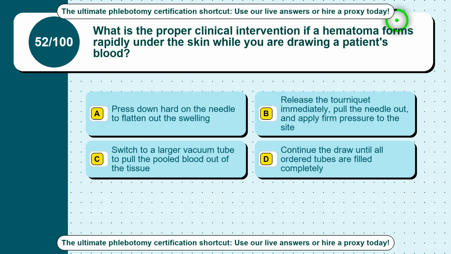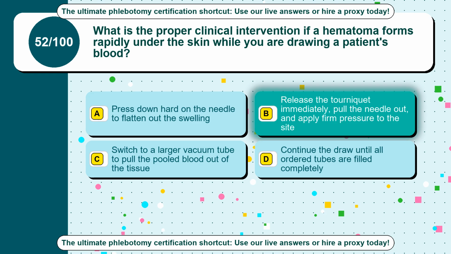Question 52. What is the proper clinical intervention if a hematoma forms rapidly under the skin while you are drawing a patient's blood? Option A, press down hard on the needle to flatten out the swelling. Option B, release the tourniquet immediately, pull the needle out, and apply firm pressure to the site. Option C, switch to a larger vacuum tube to pull the pooled blood out of the tissue. Option D, continue the draw until all ordered tubes are filled completely. The correct answer is option B.